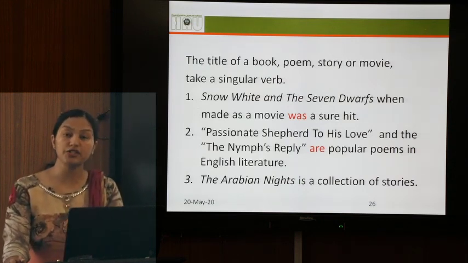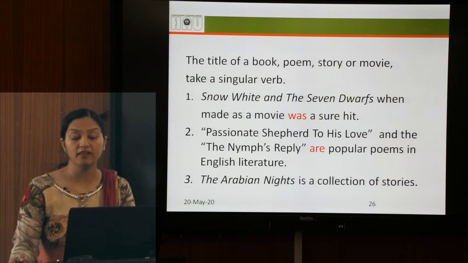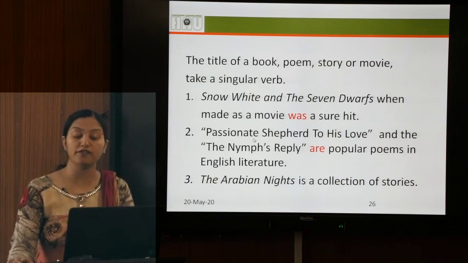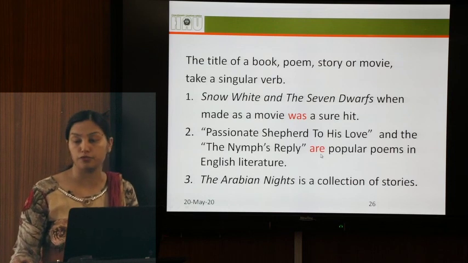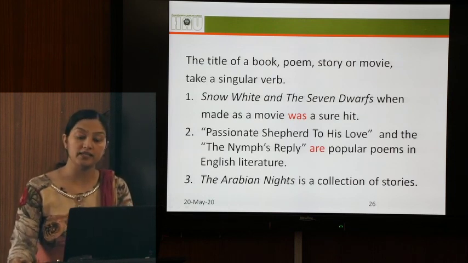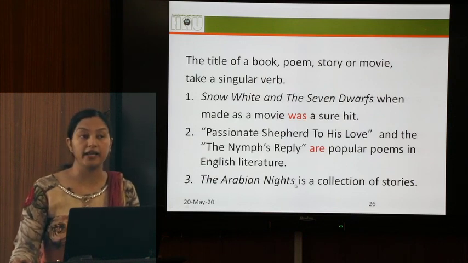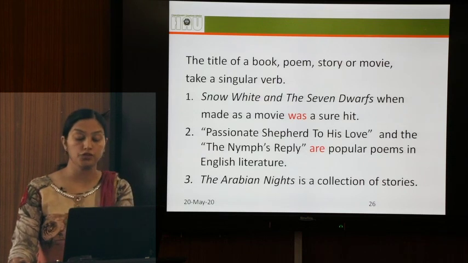Now, The Passionate Shepherd to His Love and The Nymph's Reply are popular poems in English literature. Of course these two are different poems and we are joining them with "and." Okay, so that becomes a plural subject and a plural verb will be used. The Arabian Nights is a collection of stories. So, The Arabian Nights is, again we are talking of a single thing, so a singular verb should be used.